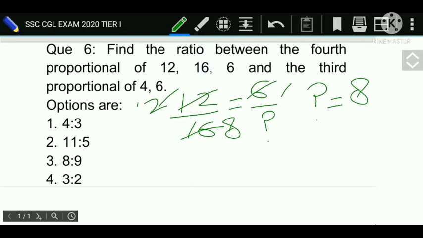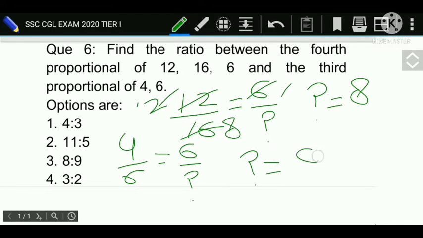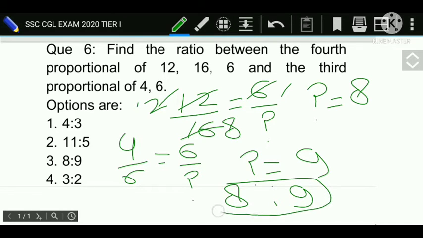Same way, 4 by 6 equal to 6 by question mark. So here the question mark value, meaning the third proportional value, will be 9, because 6 6s are 36 divided by 4, 9. So the ratio of fourth proportional and third proportional will be 8:9. This is the answer, and this is option number 3. So that way we can solve this question.